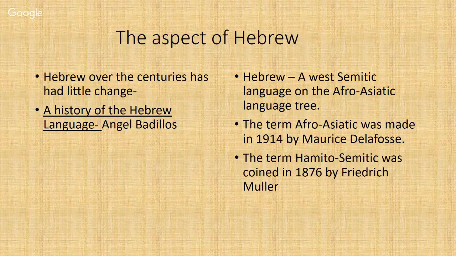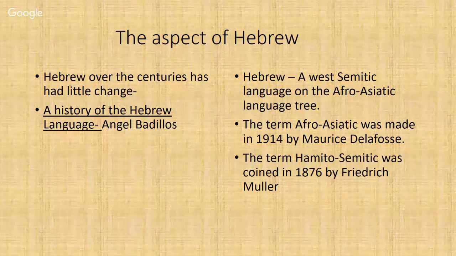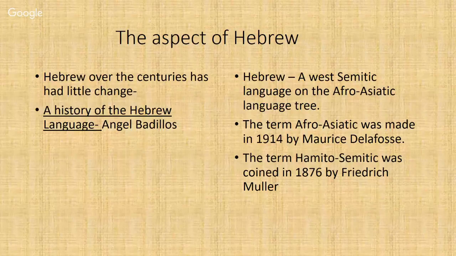The term Afro-Asiatic was made in 1914 by Maurice Delafosse or Delafose. Sorry if I mispronounced it. The point I'm getting to in this regard, brothers and sisters and elders included, is when you look at this right here, it distinctly says the term Afro-Asiatic was made in 1914. Now, that becomes important as we go along in this particular presentation.